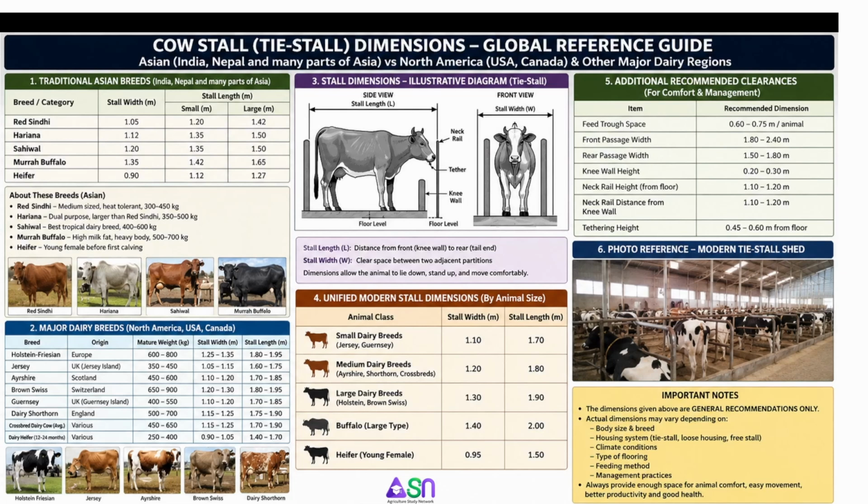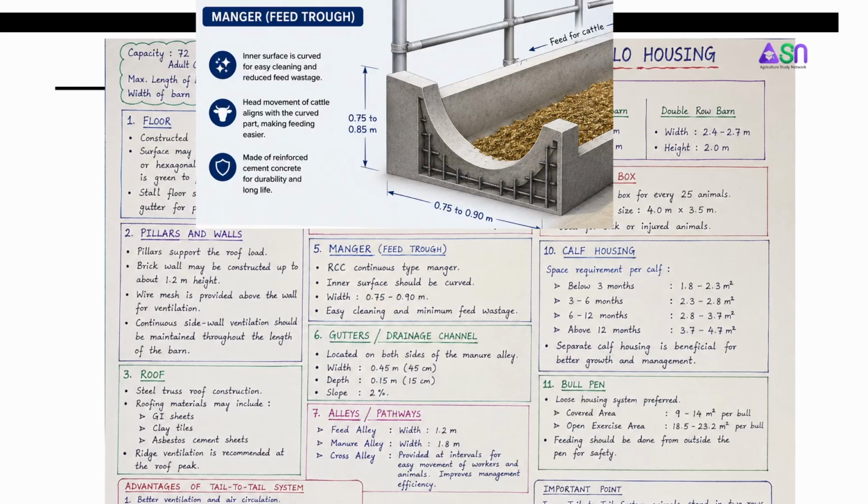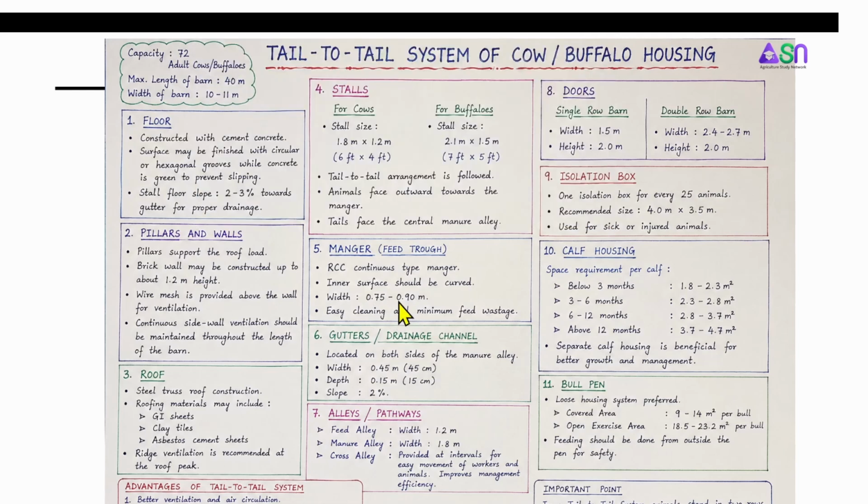In the stalls, sometimes rubber mats or sand or any other bedding material is used so that it is comfortable for the animal. The manger, known as the feed trough, is usually made of reinforced cement concrete and is constructed as a continuous unit. The inner surface should be curved to facilitate easy cleaning, reduce feed waste, and also so that the head movement of cattle aligns with the curved part, making feeding easier for cattle. The recommended width of the manger is about 0.75 to 0.9 meters, and sometimes modern automated mangers are used so that it is easier to feed water as well as other foods for cattle.